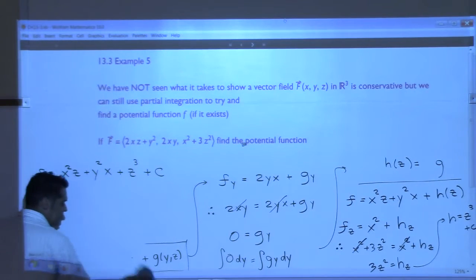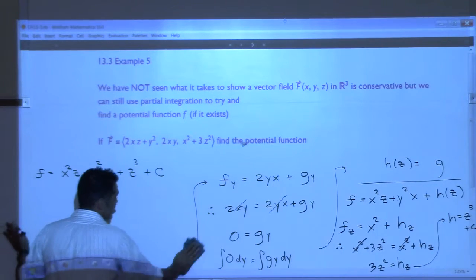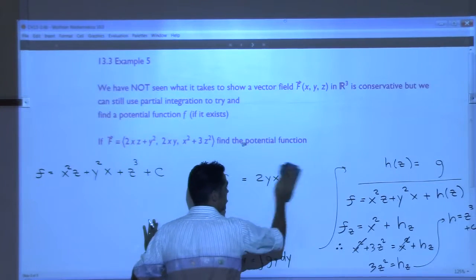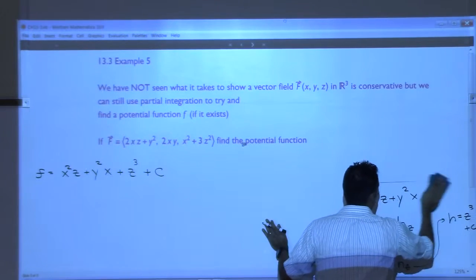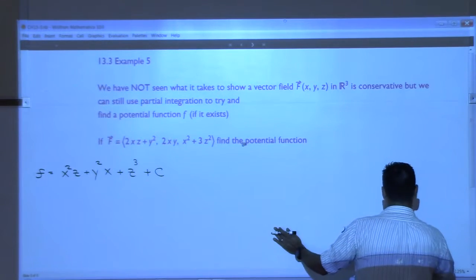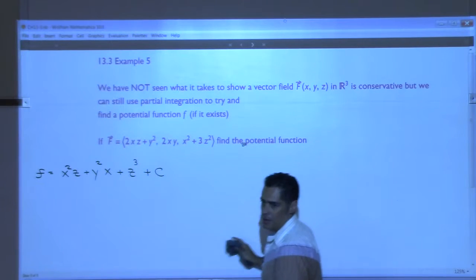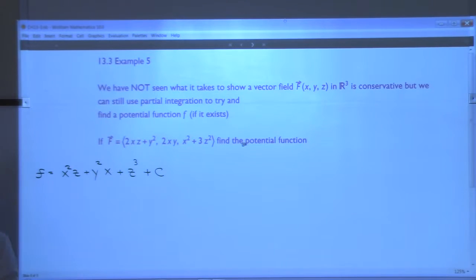So is this a conservative vector field? It is, because we found a potential function, didn't we? But I didn't have a quick check for it, not like this, right? We didn't have this. That's a quick check to see if a two-dimensional vector field is conservative. Right now, the only way to check for a three-dimensional one is to actually go try and find its potential function.